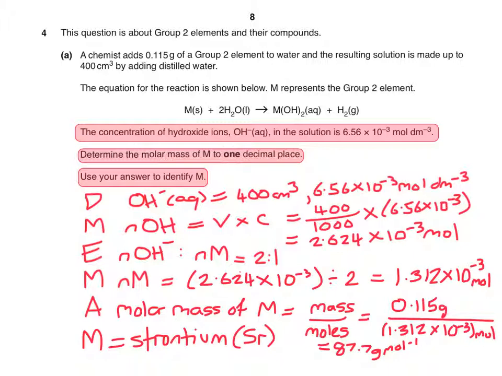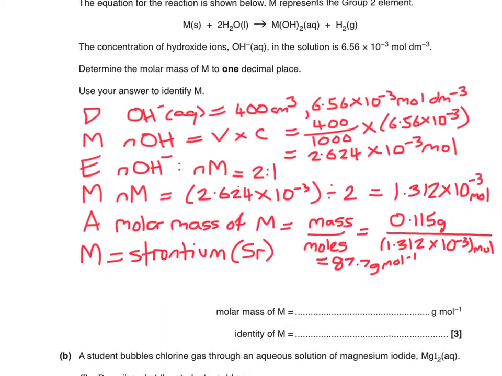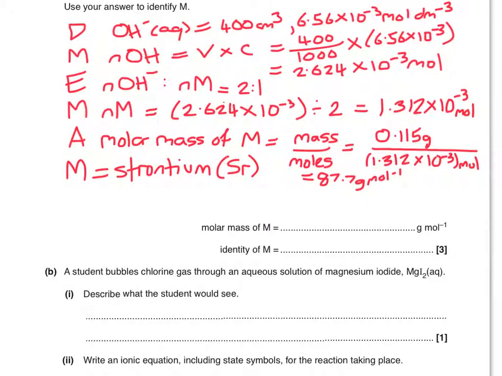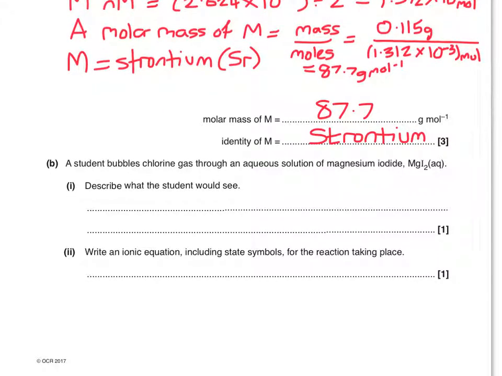Okay, so we now need to move the page down a bit to look at part B. Obviously, when I was just doing the answer there, I didn't realise that there was a space for them. So let's now just put them in to make sure. It's always a good idea to actually use the answer space provided. Looking at the lower part of the question, part B, a student bubbles chlorine gas through an aqueous solution of magnesium iodide. This again is recall of reactivity trends from first year. But the important thing is to look at what the student would see.